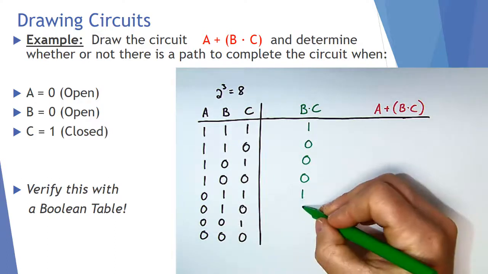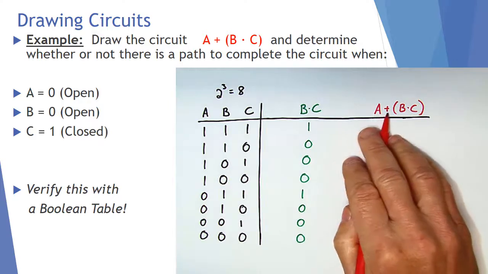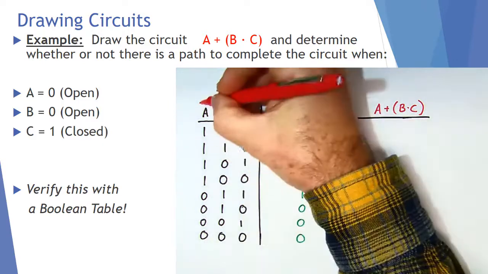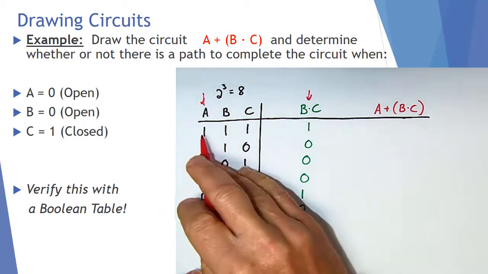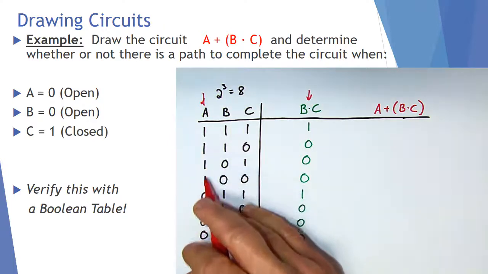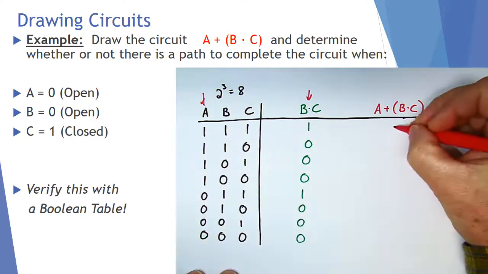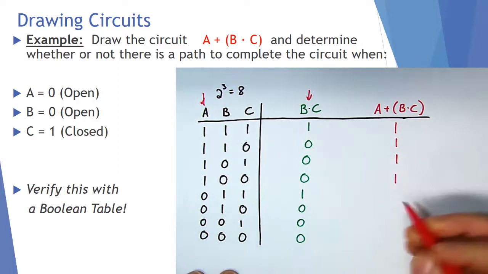No, no, and no. Now for our last column, we're checking do we have A or B and C. So we're checking, do we have this column or do we have this column? Let's see. We know we're going to have ones in our first four rows because we have A in our first four rows. So we're going to have 1, 1, 1, 1.